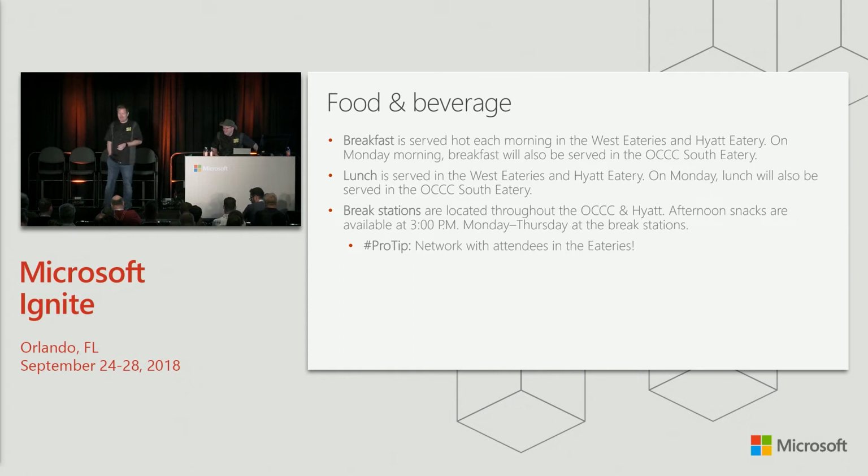Pro tip, best time to network at a table: if you're with your colleagues, split up. It's pretty rare that you'll see the 2 of us eating a meal together. That's because of the restraining order.